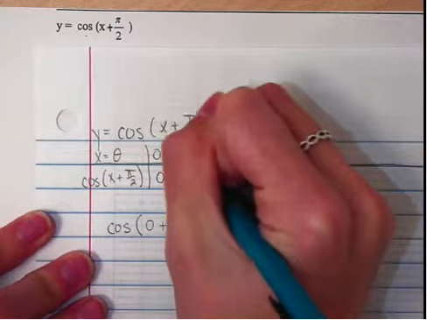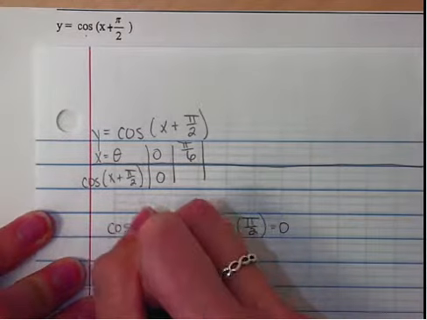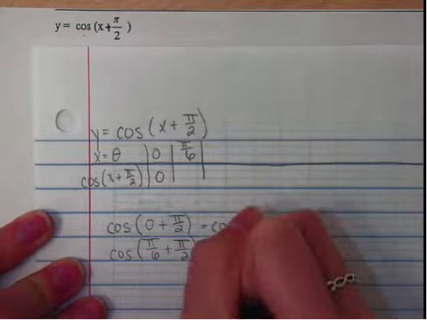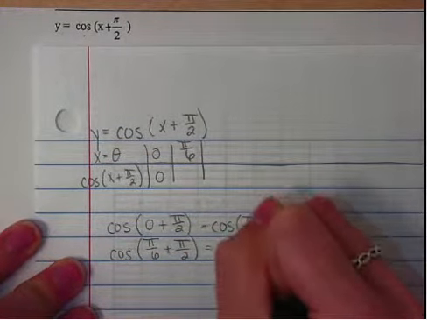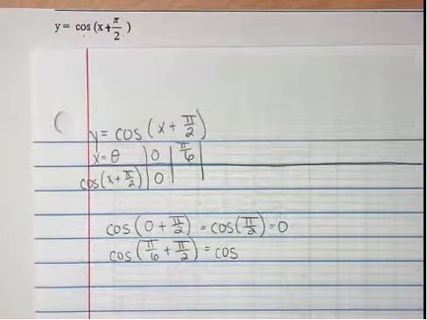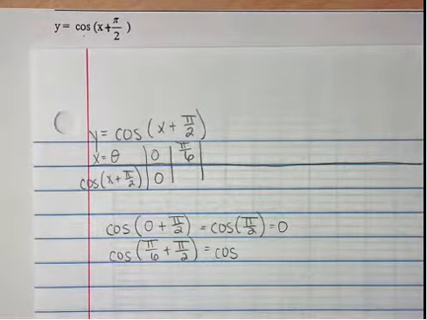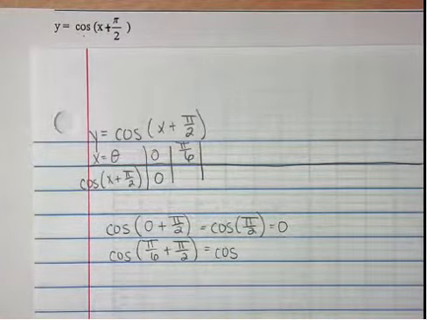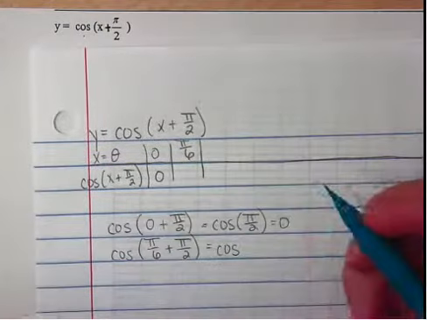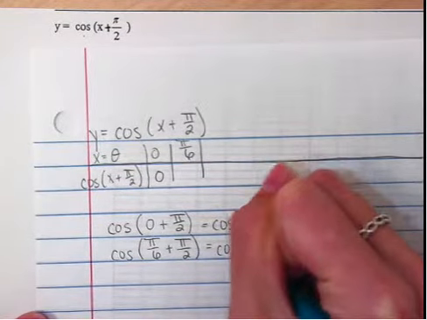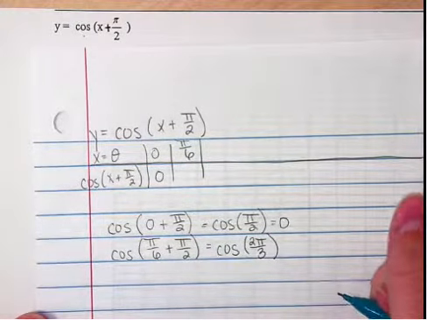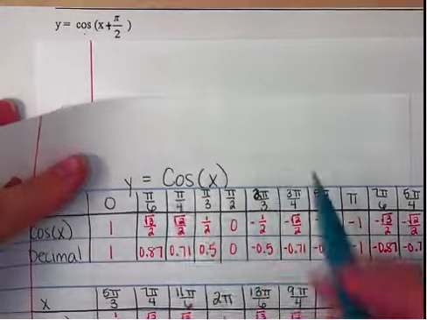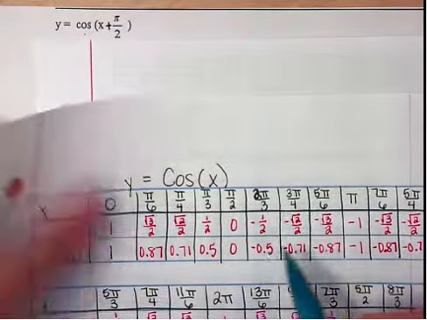Next value of theta, pi over 6. Substitute in, cosine of x is now pi over 6. Add pi over 2. Cosine of pi over 6 plus pi over 2 gives me cosine of 2 pi over 3 when I add those two fractions together. Cosine of 2 pi over 3 is negative 0.5.